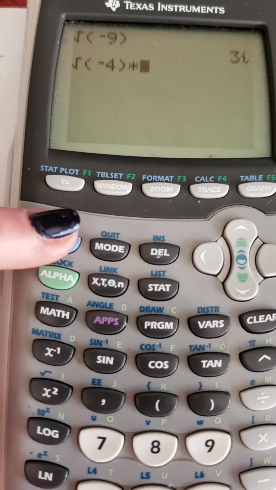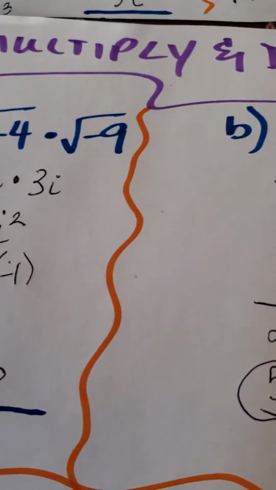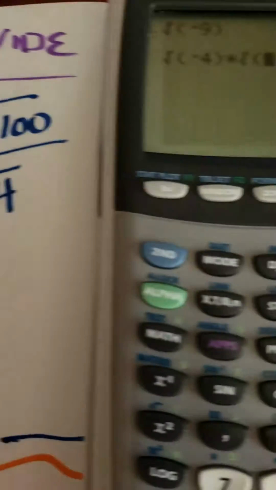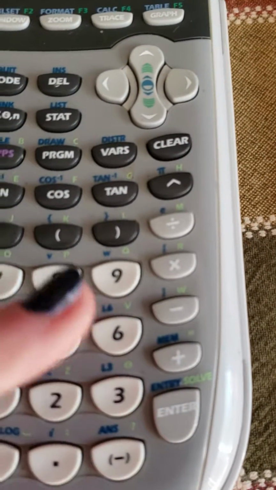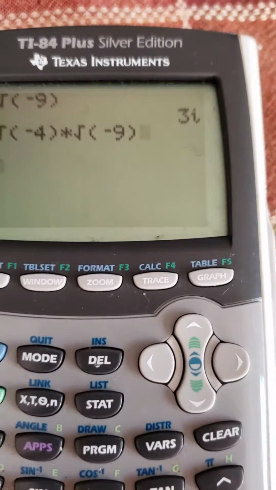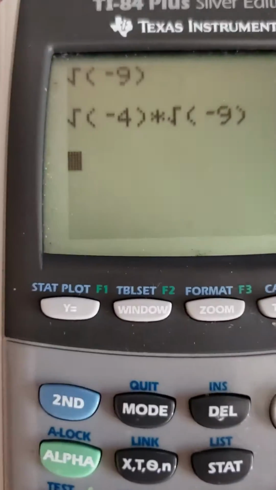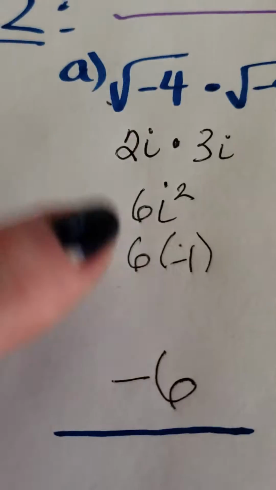Then I'm going to put in my square root again, second x squared, and then I'm going to plug in my -9, right? So I've already got the square root of -4, and then I'm going to do square root of -9, close parentheses, okay? So I'm multiplying. Press enter, -6, done. Boom.